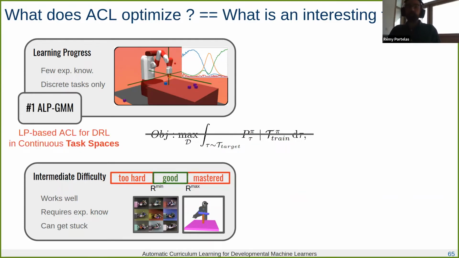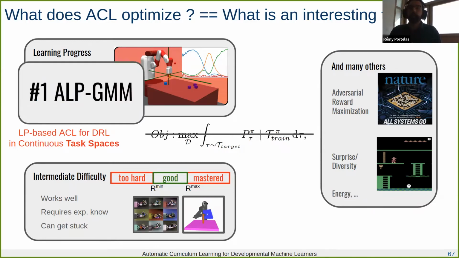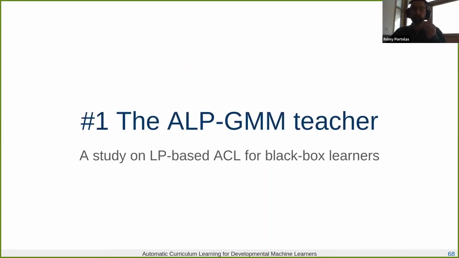And so a core objective of the thesis was to show that it is possible to apply learning progress to control continuous parameters encoding the procedural generation of environments. To briefly close this slide, there are many other surrogate objectives for ACL, like the adversarial reward maximization strategy used in self-play, the optimization of surprise or diversity, often used for exploration bonus generation, and others like optimizing for reward or energy. So now let's talk in more details about our first experimental contribution to the ACL field, which is the ALP-GMM teacher.